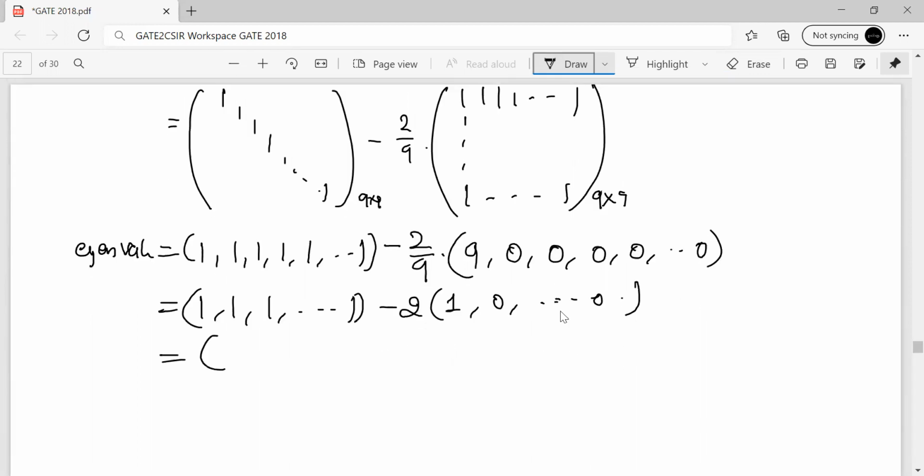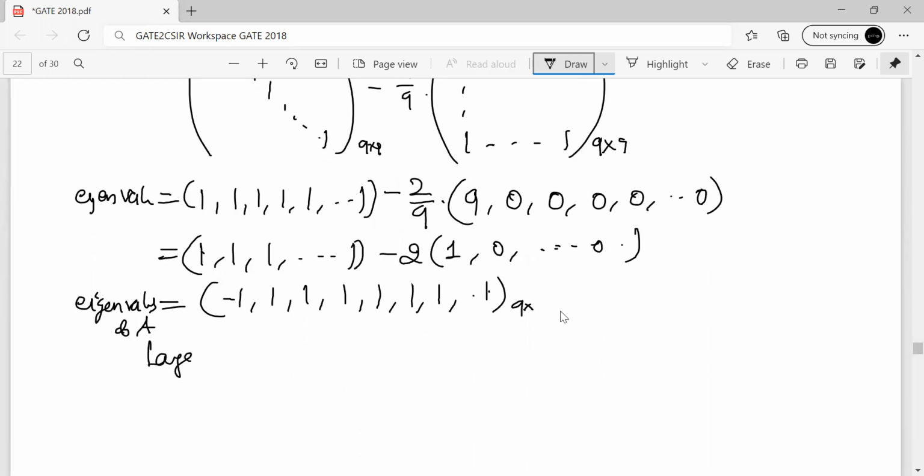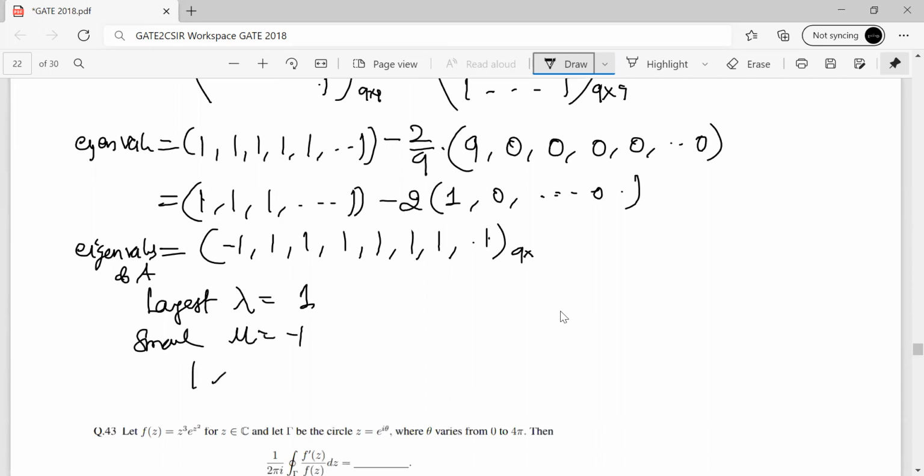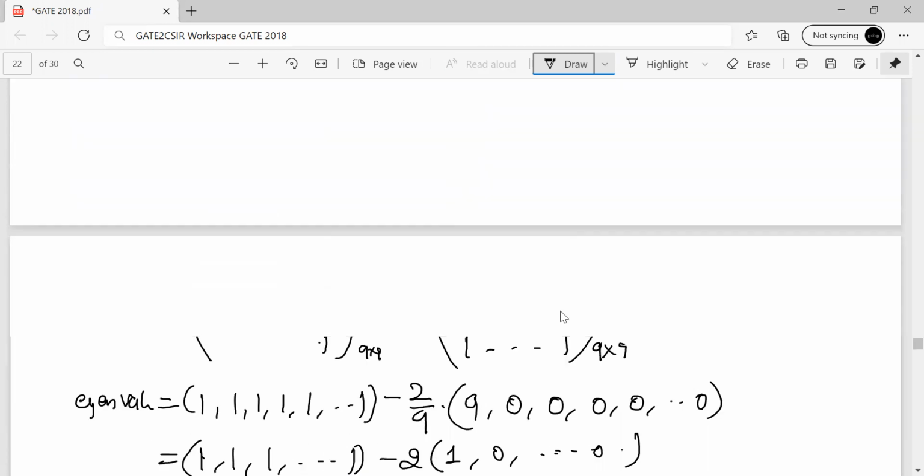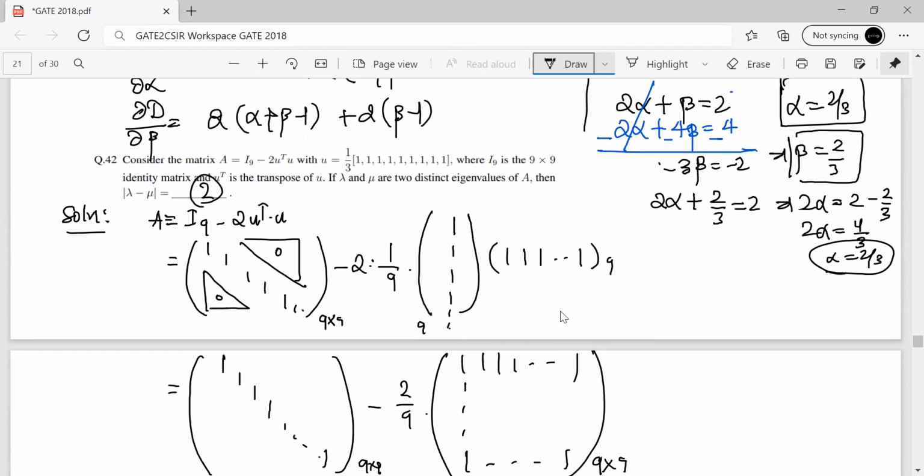And now let's find out the eigenvalues of A. So it will be 1 minus 2, that is minus 1, and 1, 1, 1, 1, 1, 1, so up to 1, 9 times. Okay. So these are the eigenvalues of A. Okay. So the largest is 1, smallest is minus 1. So mod of lambda minus mu equals mod of 1 minus minus 1, that will give me 2. So the answer is 2.